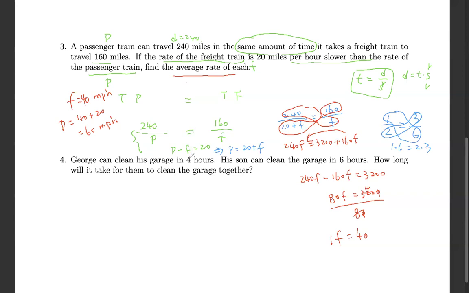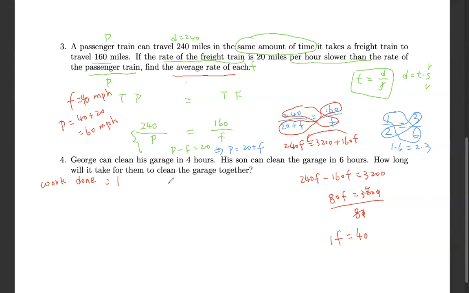Now let's see 4. George can clean his garage in 4 hours. So this is called a work done problem. And we consider work done as 1. It basically can be anything because in the end it gets canceled, so we use 1 for easier calculation.